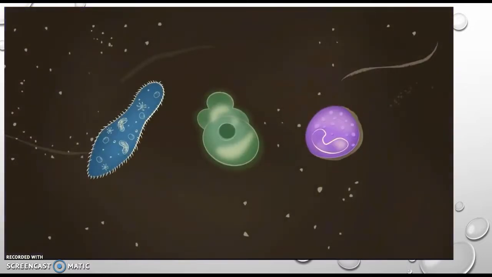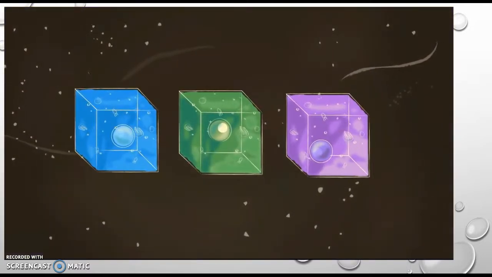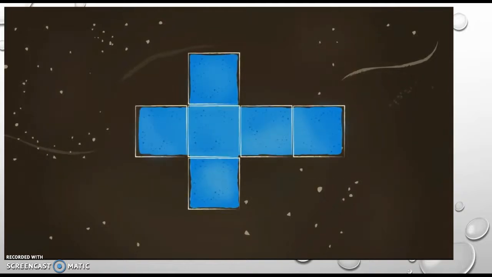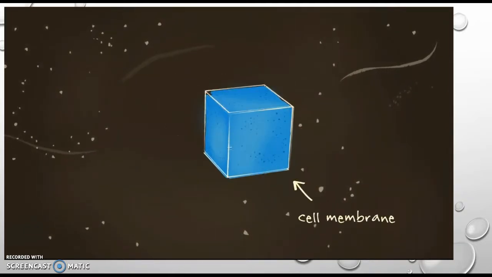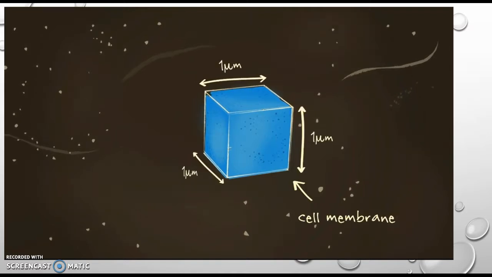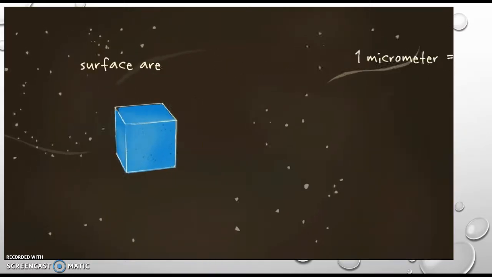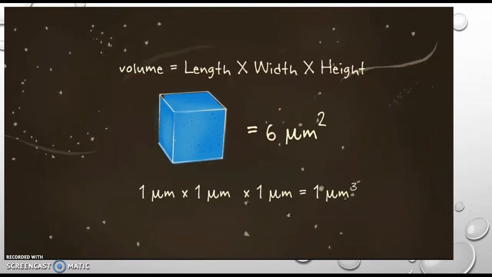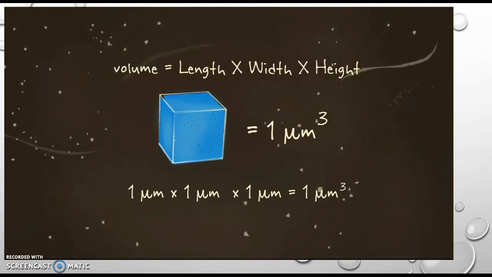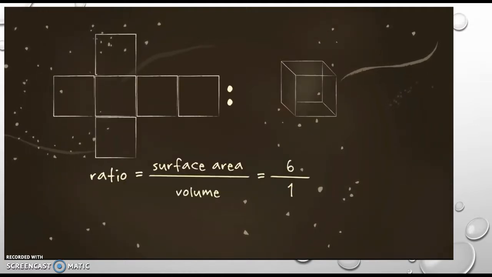Cells come in many shapes, but imagining them as cubes will make the math easy to calculate. A cube has 6 faces. These represent the cell membrane and make up its surface area. A cube measuring 1 micrometer on each side, that's 1/1,000,000th of a meter, would have a total surface area of 6 square micrometers, and its volume would be 1 cubic micrometer. This would give us 6 units of surface area for every single unit of volume, a 6-to-1 ratio.